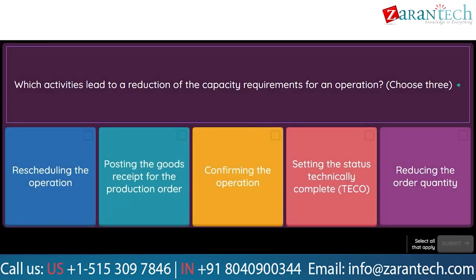Question: which activities lead to a reduction of the capacity requirements for an operation? Choose 3. Option 1: rescheduling the operation. Option 2: posting the goods receipt for the production order. Option 3: confirming the operation. Option 4: setting the status technically complete, TECO. Option 5: reducing the order quantity.